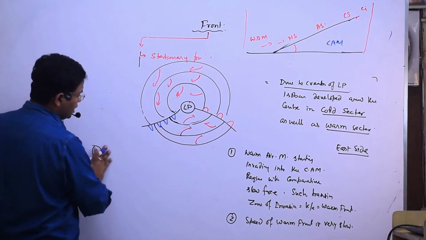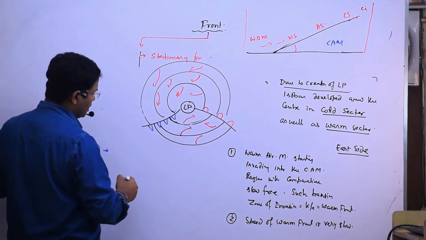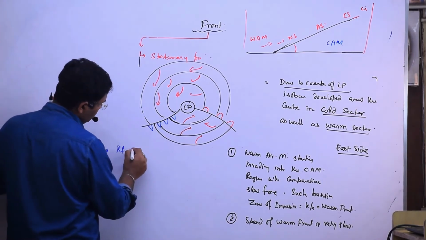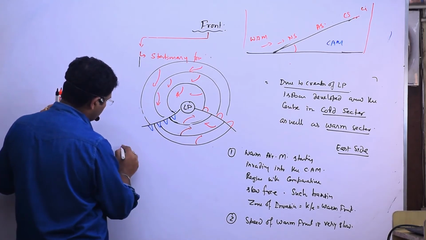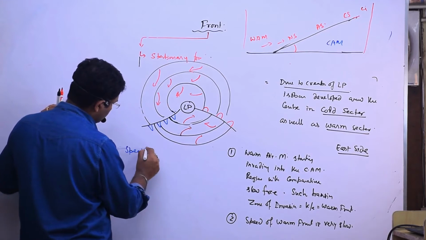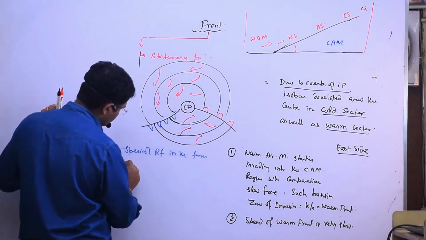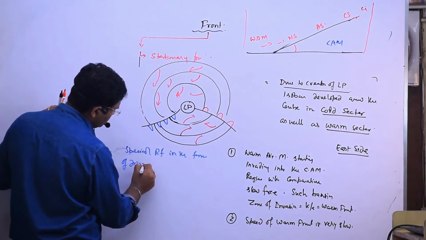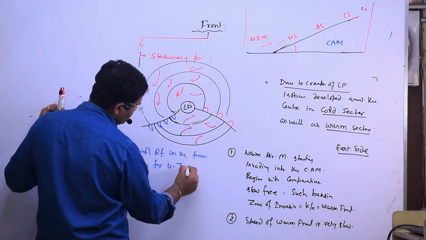So next point. What will happen here? Rainfall, especially rainfall in the form of drizzle for 4 to 7 days.